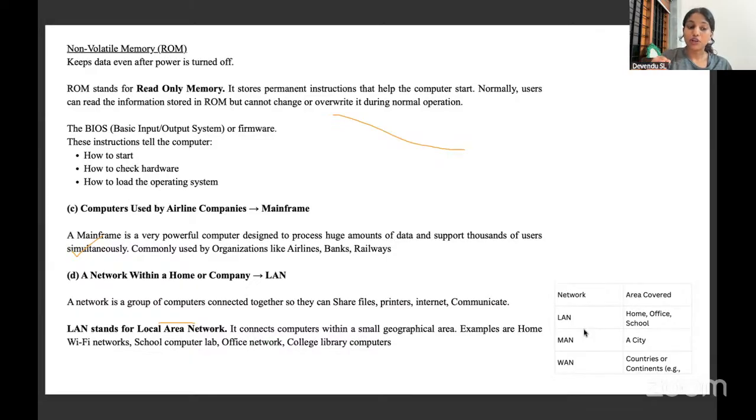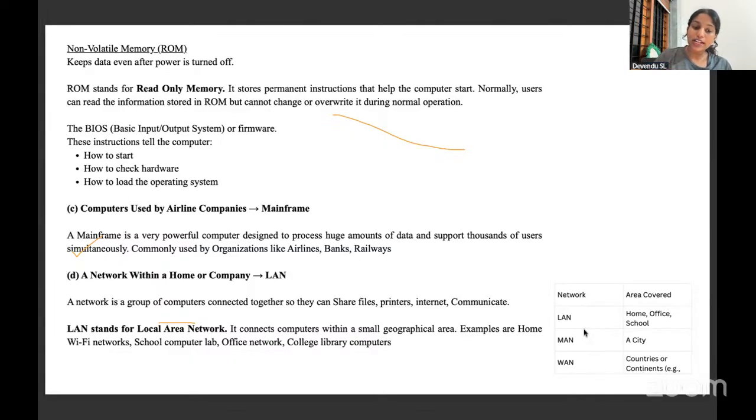What is a network? A network is a group of computers connected together, so they can share files, printers, and internet. In an office, there are so many computers, right? These computers are connected together, so they can share files, printers, internet, and they can communicate also. So that's a network.